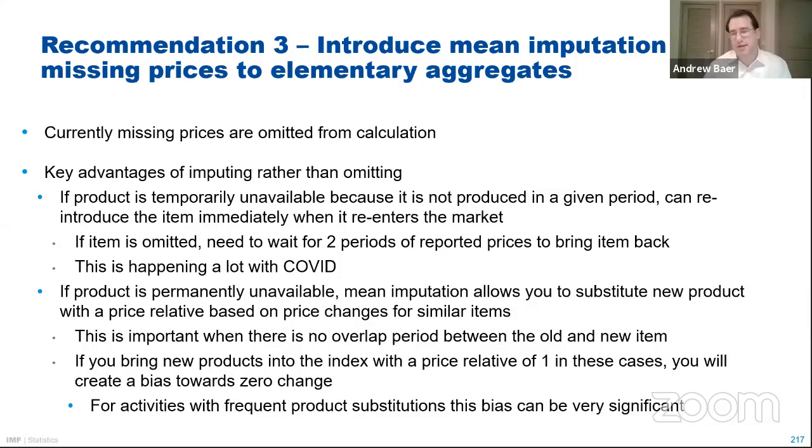And I've seen many studies that have talked about, again, particularly high-tech activities, but I think apparel was mentioned earlier this week. There are other places where there are frequent product substitutions, and if you repeatedly bring in these new items with a price relative of 1 in their first month they're included, the bias can really be significant. And it's a bias towards 0 change.